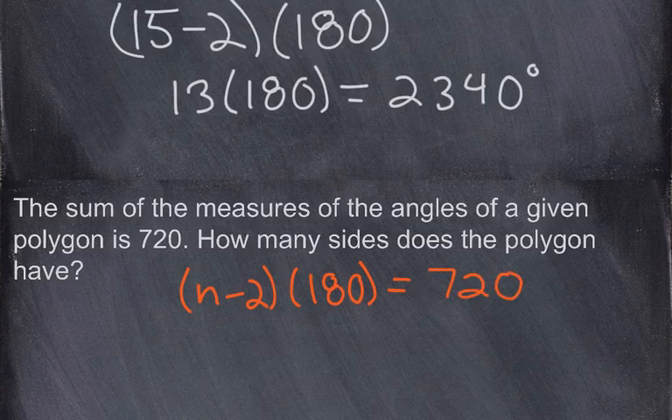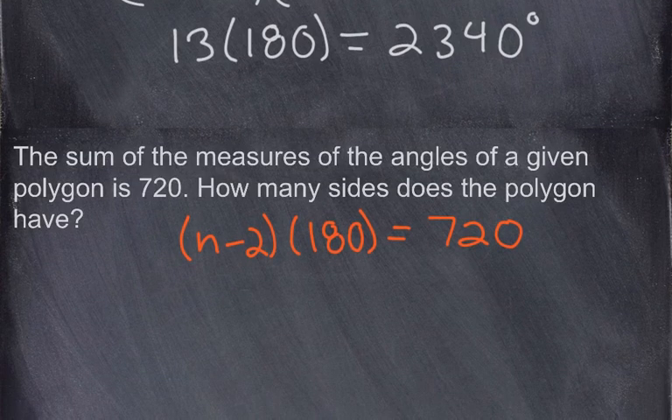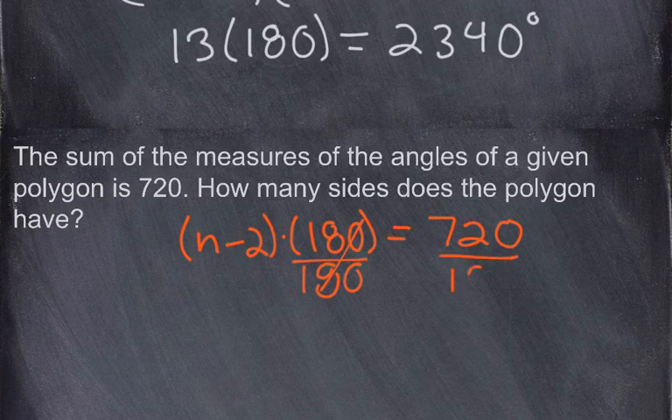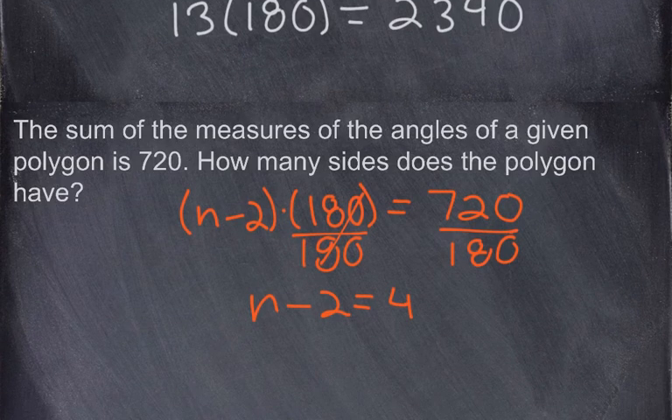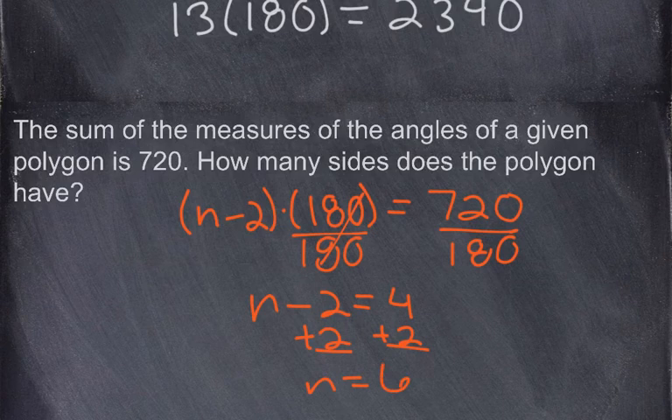So we're just going to do proper steps in math, some algebra here, to get n by itself. So first, since it's multiplication in between these 2 parentheses, we can go ahead and divide by 180. Okay? Now if you do that, you're left with, on the left, n minus 2. 720 divided by 180 is 4. And then we would get n by itself by adding 2. So we get n is equal to 6. Therefore, we know we're dealing with a hexagon because it is a 6-sided polygon. Okay?